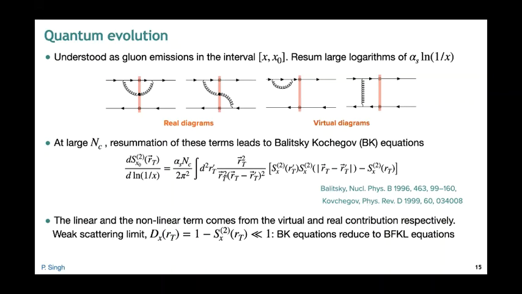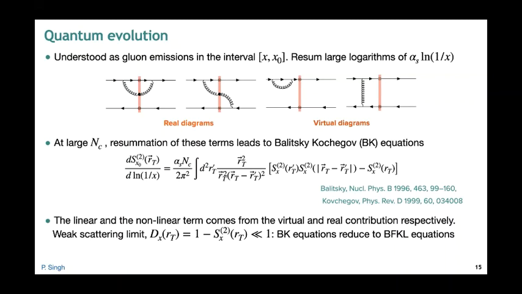Now, one of the salient features of the BFKL equation is that when you go towards larger and larger rapidity, this dipole scattering term will exponentially shoot up. Which doesn't make sense because of unitarity, and hence these non-linear terms are important in order to tame the growth.